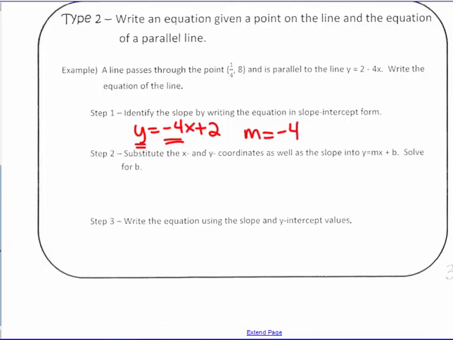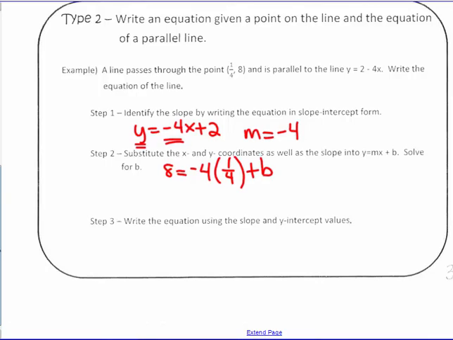Substitute the x and the y. Like we did in type 1, now I'm going to put the ordered pair, 1/4, 8, into y equals mx plus b. I know the slope, so solve for b. So I have y, which is 8, equals -4, my slope, times 1/4, the x, plus b.